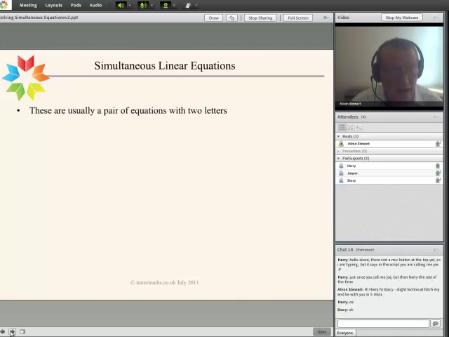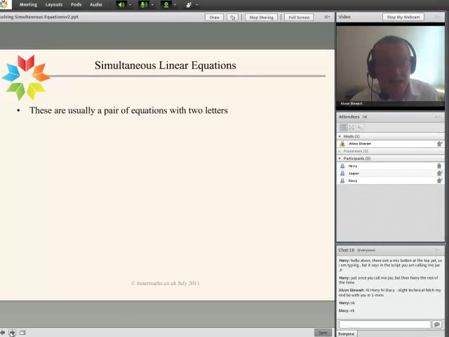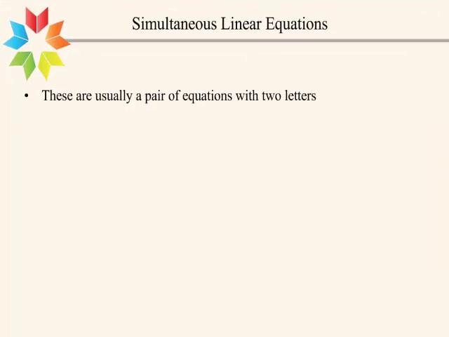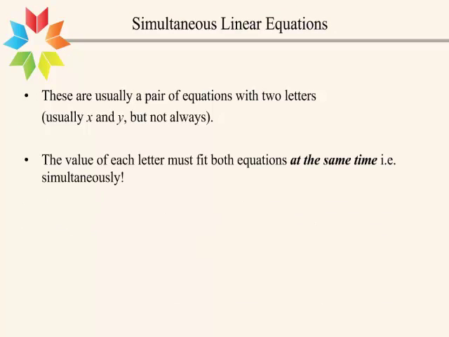Okay, so we're going to have a look at what simultaneous equations are. They're usually a pair of equations with two letters. Often they're x and y, but they're not always x and y. There can be others. The letters, when you get the numerical answer to them, must fit both of the equations at the same time, together, simultaneously.